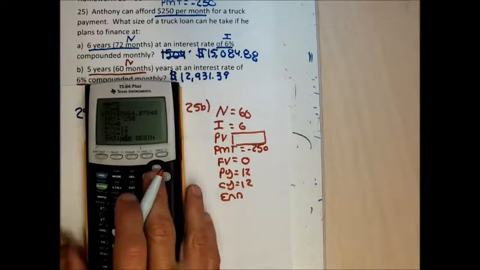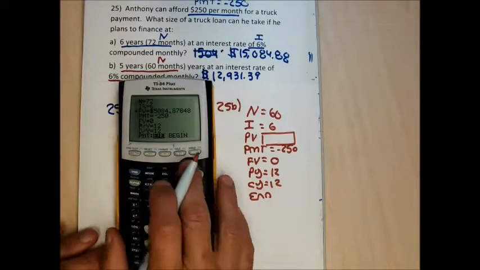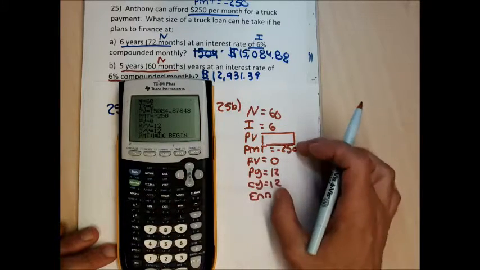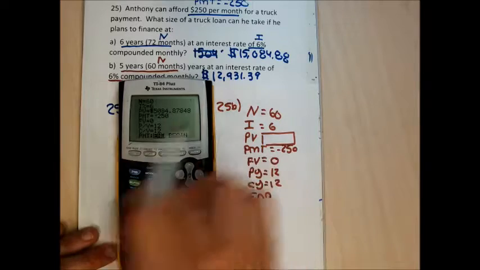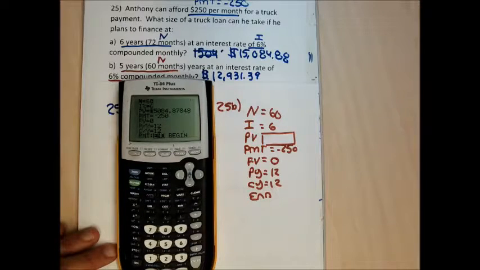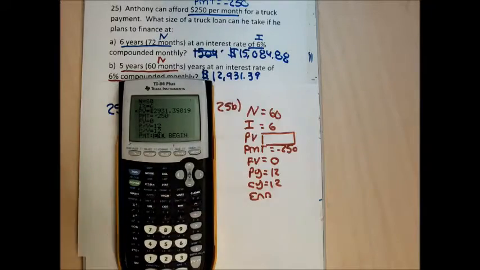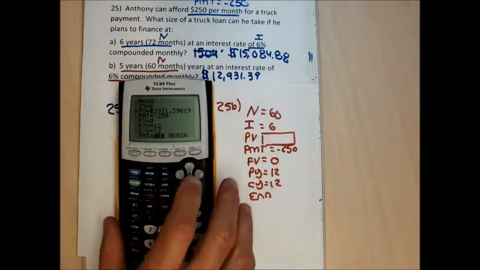So on my calculator, N to 60, I for 6, everything else down here is the same as Part A. I go to the green, up to the PV, hit my alpha and enter, and I get $12,931.39, which is perfectly correct.